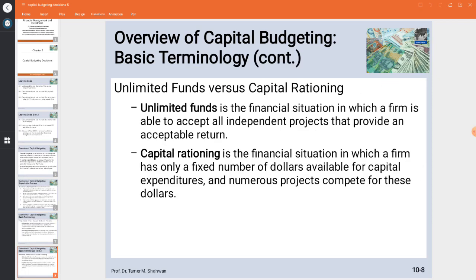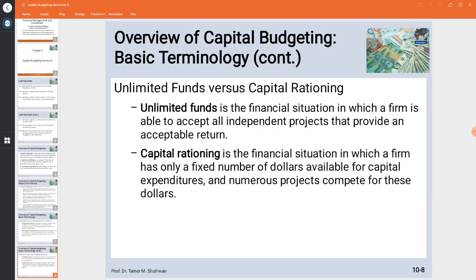Also, when you are taking a capital budgeting decision, you could face two conditions. The first one is that you have unlimited funds, or you are facing what we call capital rationing. What is the main difference between them?